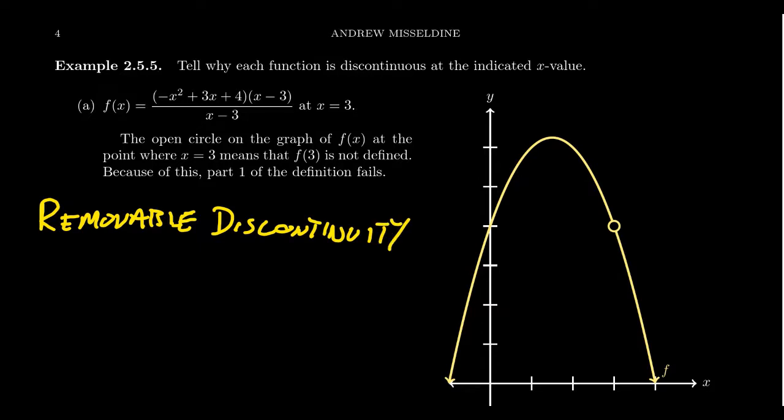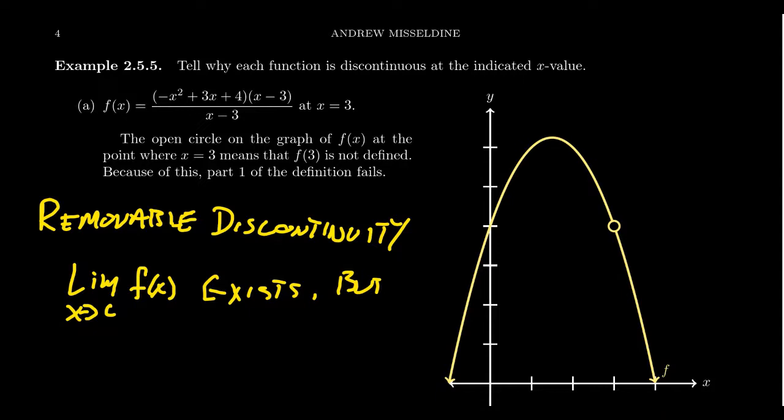Specifically, a removable discontinuity is a discontinuity where the limit as x approaches c of f of x exists, but this limit does not equal f of c. After all, to be a continuous function, the function has to be defined, the limit has to exist, and the limit and the function have to agree with each other. So if any one of those three properties fails, we'd say the function is discontinuous at that point. For a removable discontinuity, the limit exists, but it doesn't agree with the function.